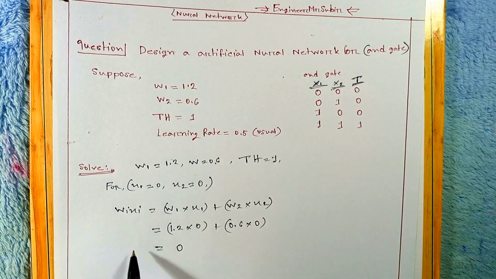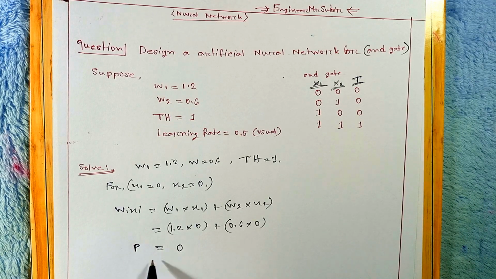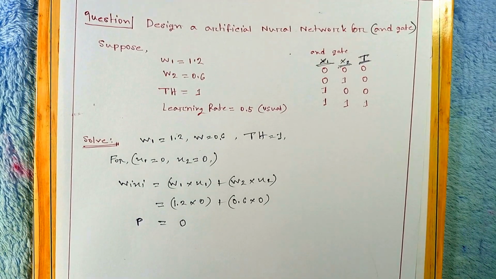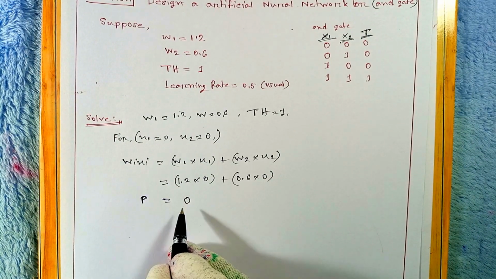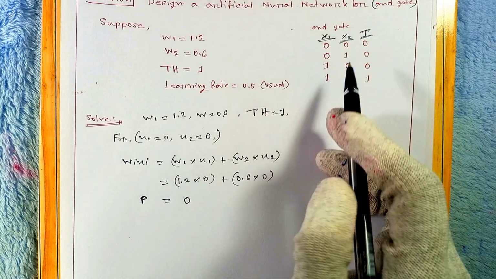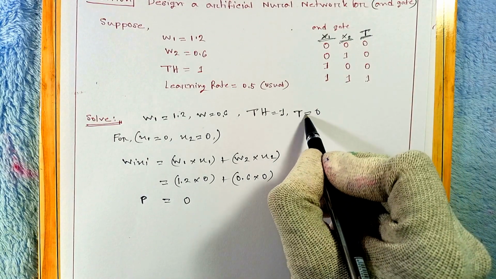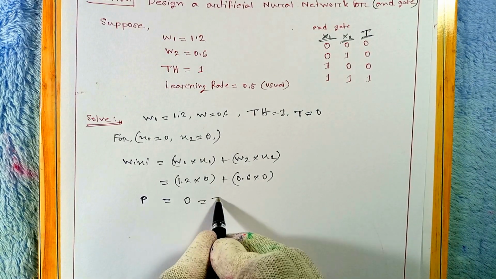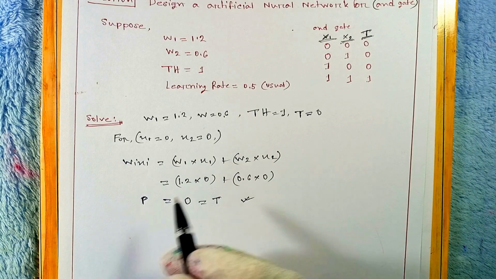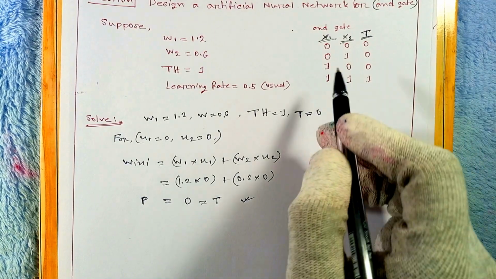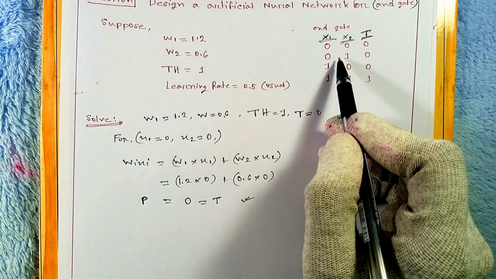Okay, so here W1 you know is 1.2 into x1. X1 is 0 for this point, and W2 is 0.6 into 0. So this one is 0 and this one is also 0, so our value will be 0. Here it is our predicted value, I just write P as predicted. So in this case our predicted value equals 0. What is our target value? Our target was also 0, so predicted equals target. So we don't have to do anything, we have to check the next value.